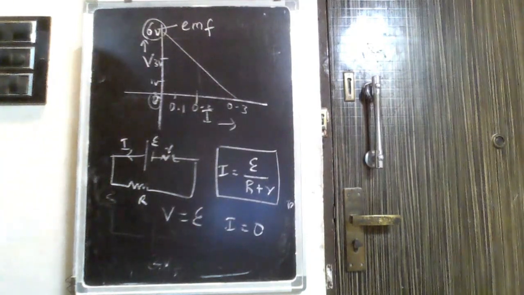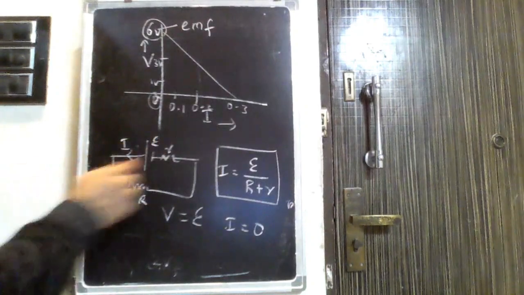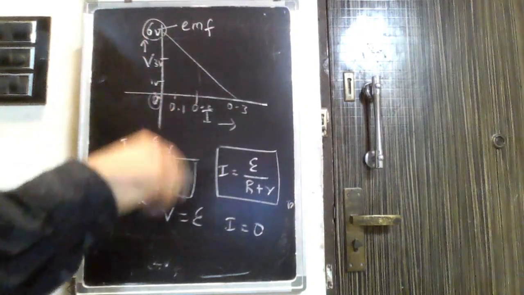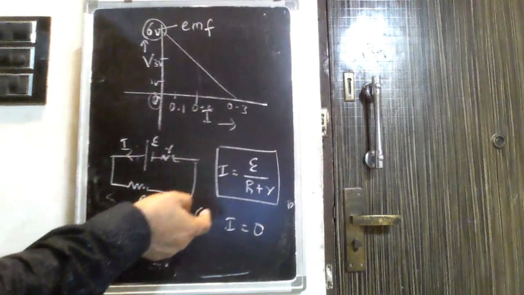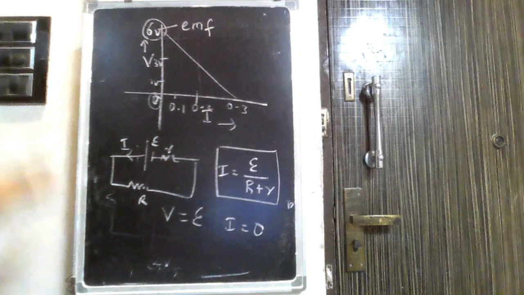Be careful. Sometimes they give you 3 cells connected. Instead of 1 cell, there are 3 cells now. So all the 3 cells together are 6 volt. So 1 cell will be divided by 3. Right? Identical cells are given, then you have to divide by 3, so 2 volt is the answer now. So if it's 1 cell, then 6 volt is the value.